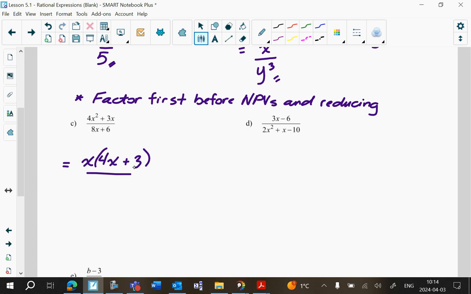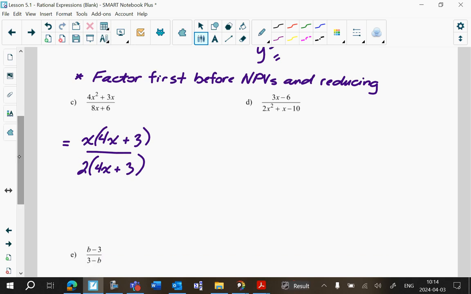How about the bottom? I can take a 2 out. And when I divide 2 out, the other factor is, after I divide everything by 2, 4x plus 3. Whoa. I know you're tempted to start slashing. No. But you've got to state the NPVs first. Always the NPVs before you start reducing stuff.